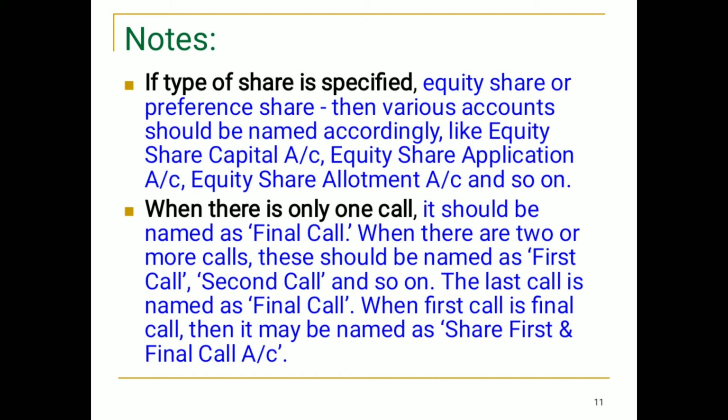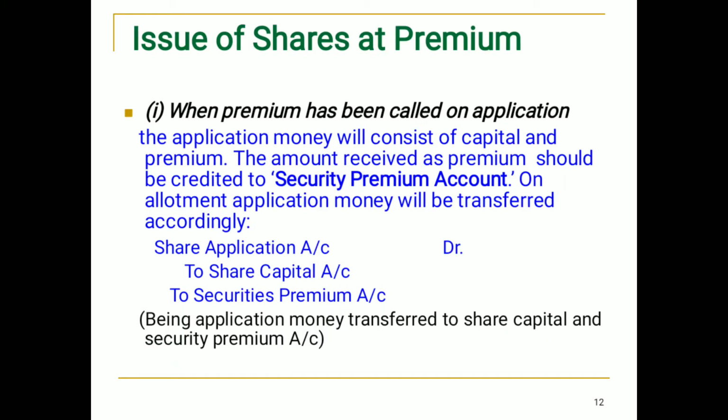When the first call is the final call, then it may be named as share first and final call account. Alright, if there are not 2 calls, if there is only one call, and that itself becomes the final call, then you will be writing it as share first and final call. Which share? If it is equity, then equity share. If it is preference, then preference share. First and final call. Alright? Okay, let us see what is ahead.